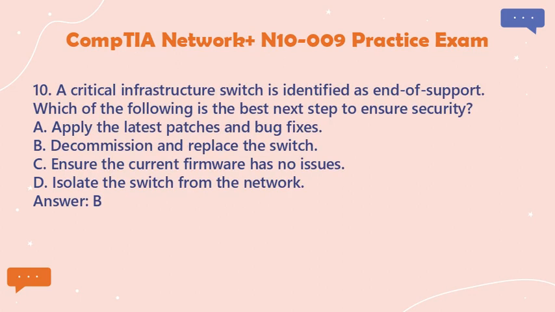10. A critical infrastructure switch is identified as end of support. Which of the following is the best next step to ensure security? A. Apply the latest patches and bug fixes. B. Decommission and replace the switch. C. Ensure the current firmware has no issues. D. Isolate the switch from the network. Answer: B.